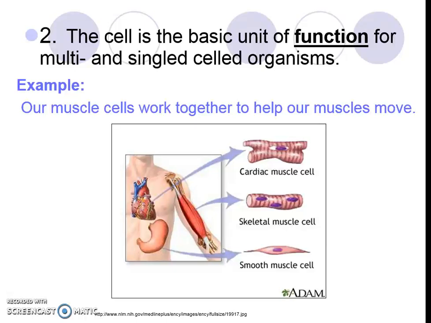Next, the cell is the basic unit of function for multicellular and single-celled organisms. Well, function is all about job. So cells determine the job of something. For instance, our muscle cells work really hard together, and the shape of a cell determines which exact type of muscle cell it is. Cardiac muscles are a little different shaped than skeletal muscles, which are a little different shaped than smooth muscles, and those are in different parts of our body. These different shapes make for different jobs, and they will be in different parts of our organ systems.